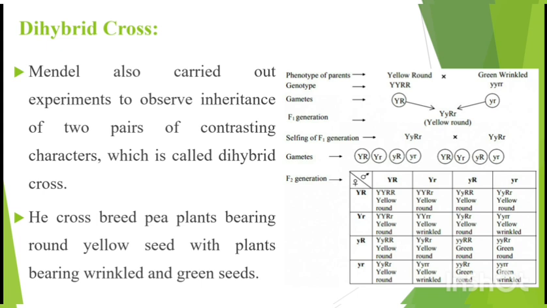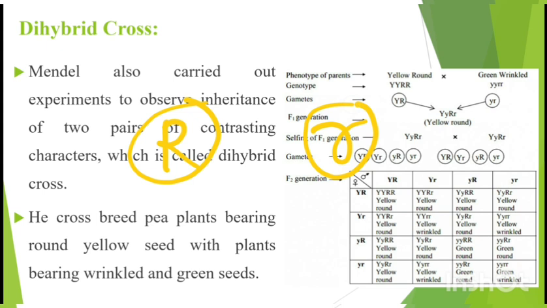Di means two. In a monohybrid cross, Mendel observed a single character, but here in the dihybrid cross, he observed two characters. One is the shape of the seed, the second is the color of the seed. In these two pairs of alternative characters, round seed is dominant over the wrinkled seed, which is small r. And yellow seed, that is capital Y, is dominant over green seed, that is small y.